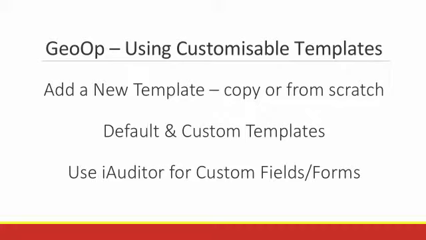Okay, so the first one is using customizable templates. You can add a new template by copying, or you can do one from scratch. You can have default and custom templates. And just to mention here that you can use iAuditor for custom fields and forms. Just keep that in mind for a second, because if you haven't seen GeoUp, I'll explain some things when we get in there.